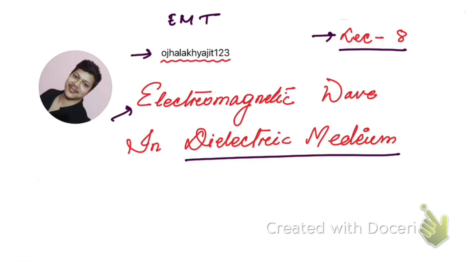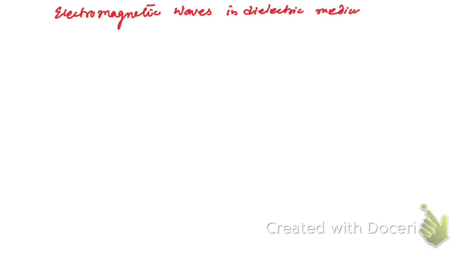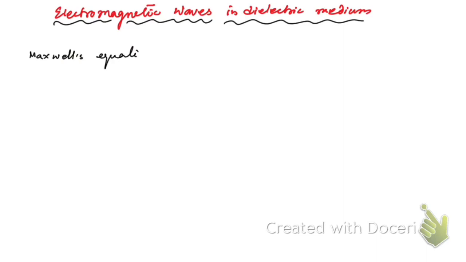Right. So now let's start. Electromagnetic waves in dielectric medium. Now you see, first we must know the Maxwell equations, right? So what are the Maxwell equations? Maxwell's equations. Del dot E, which represents the electric field, is rho by epsilon naught. But for a dielectric medium, the free charge is 0.